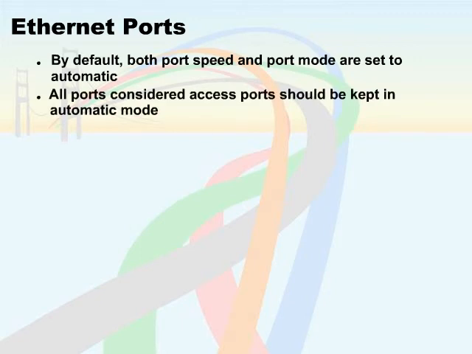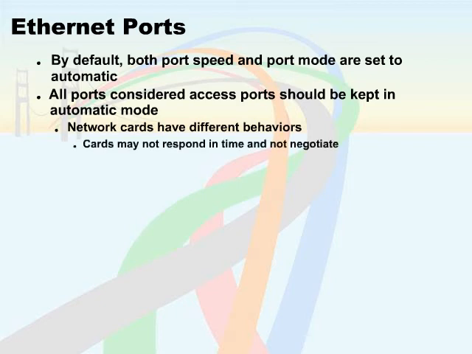In other words, you definitely want to keep the ports that plug into PCs in the auto mode. Different network cards on a PC may behave differently when plugged into a port. If the port can auto-negotiate with the card, most of the newer cards will automatically negotiate the best possible speed and duplex mode. If I begin to hard code my ports, the card itself may not be able to respond quickly enough and may in fact not negotiate at all.